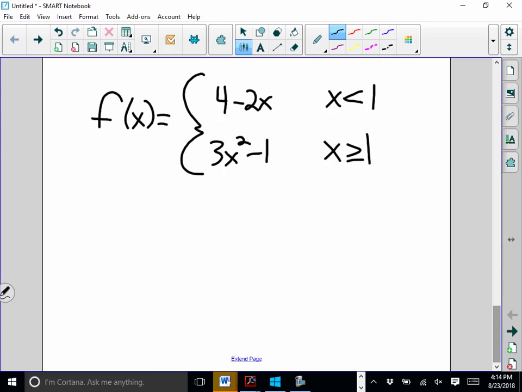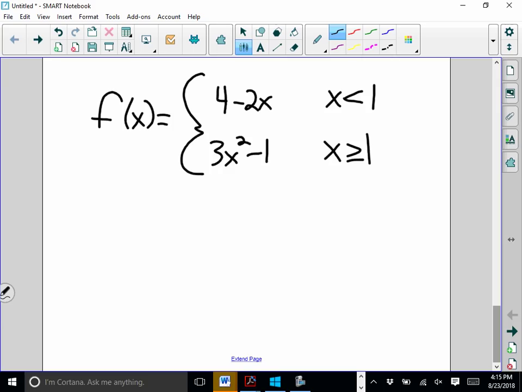Take a look at this piecewise function. Just a reminder on piecewise functions, they're functions that use different equations for different numbers. In this particular piecewise function, we're using the function 4 minus 2x for all x values less than 1, and we're using 3x squared minus 1 for all x values greater than or equal to 1.